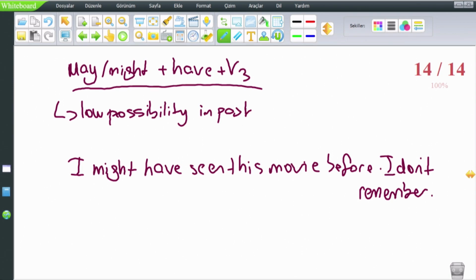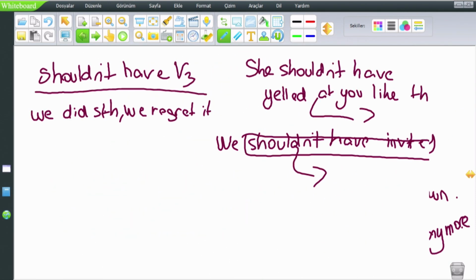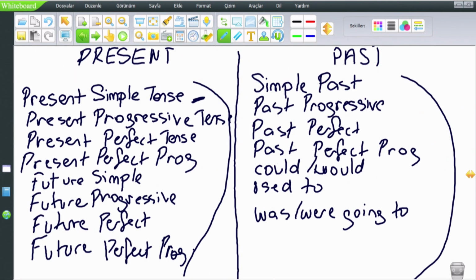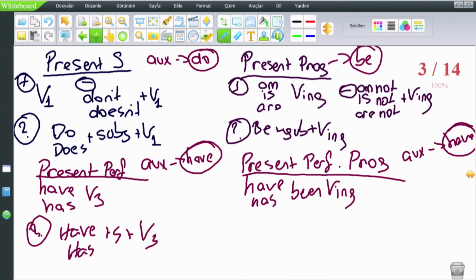Okay, let's do a quick review from the beginning of what we have done so far. We talked about tense families, the time harmony, tense harmony that we need in combined sentences. We started with present simple, whose auxiliary verb is do. This is the structure. Present progressive, our auxiliary verb is be. In present perfect, our auxiliary verb is have, and we use have, has, verb 3.